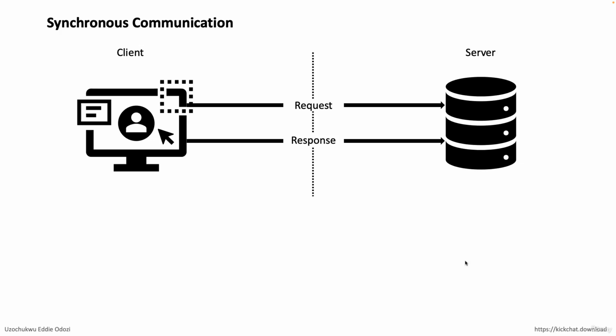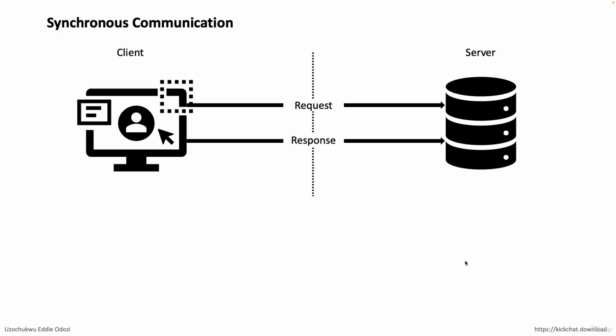Okay, so synchronous communication involves the request response pattern. The client sends a request to the server and then waits for a response from the server. Now, this communication could be between clients, your front end, web application, or mobile application, or it could be between microservices. So maybe between API gateway and your authentication service, or between your authentication service and your payment service. The client sends a request, waits for the server to return a response.